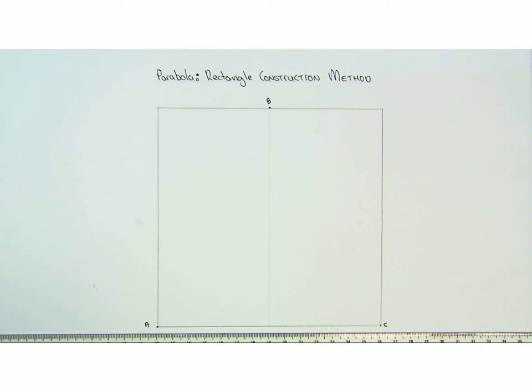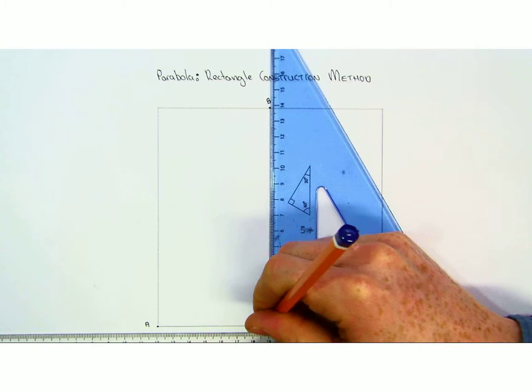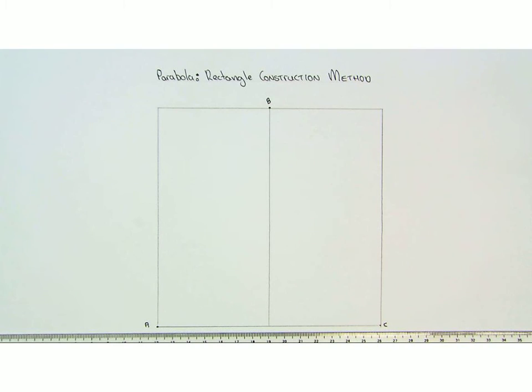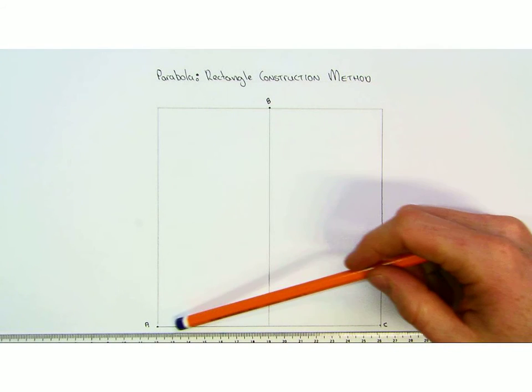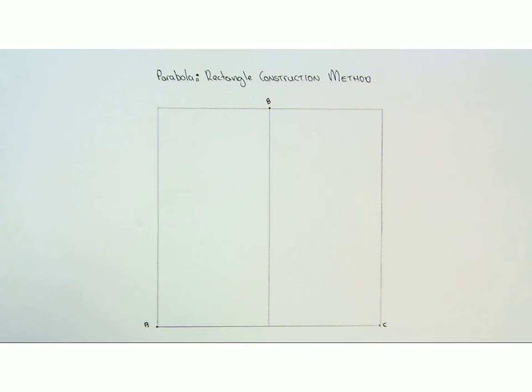Once you have the rectangle that encloses the height and width of the parabola, you need to find the center. So the center comes from the vertex B. Step 2, we need to divide both rectangles up into equal parts, equal parts across the bottom and across the top. I'm going to use the division of lines method to find equal sections.